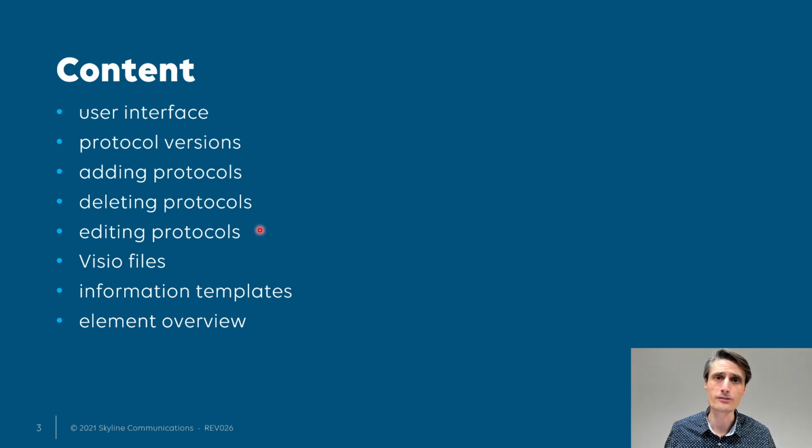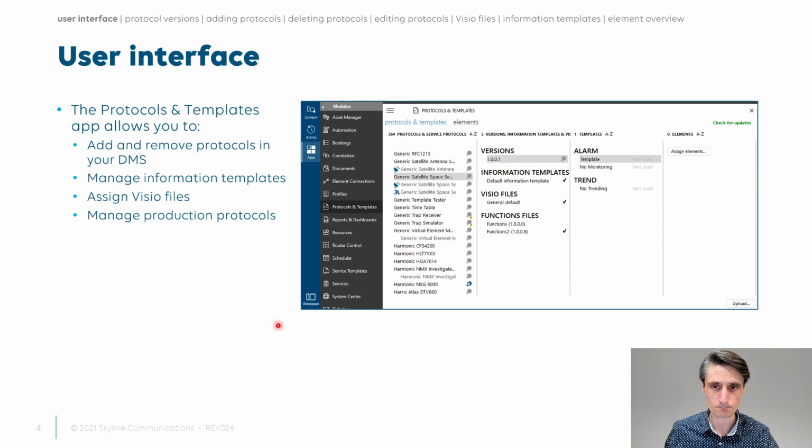You can actually do live editing on a DataMiner system, assign a Visio file, and then take a closer look at the information template and basically discover what you can overrule in such an information template, and wrap it up briefly with the element overview, which is also available in the UI. Now, looking at the UI, we will be concentrated in the protocols and templates app.